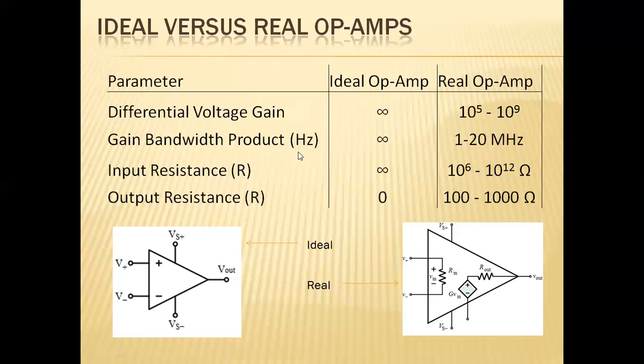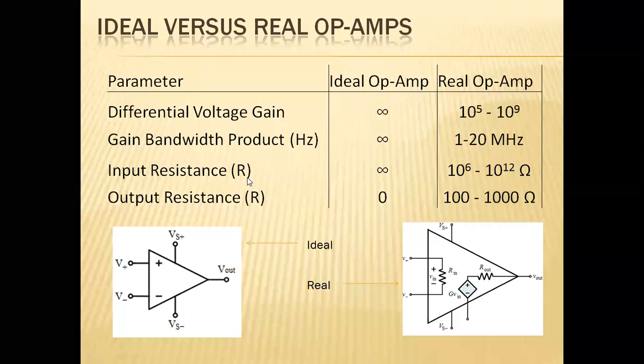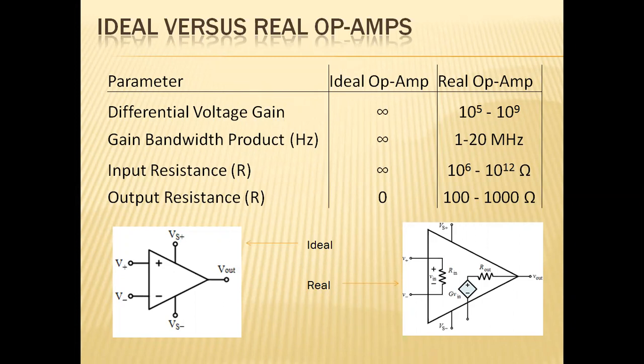And gain bandwidth product is infinity in the ideal case, there is no limit value, and for real it is 1 to 20 megahertz. Next, the input resistance is infinity for ideal, and for a real operational amplifier it is 10 to the power of 6 to 10 to the power of 12 ohms. And output resistance is 0 in the case of an ideal operational amplifier, and for a real operational amplifier, 100 to 1000 ohms.